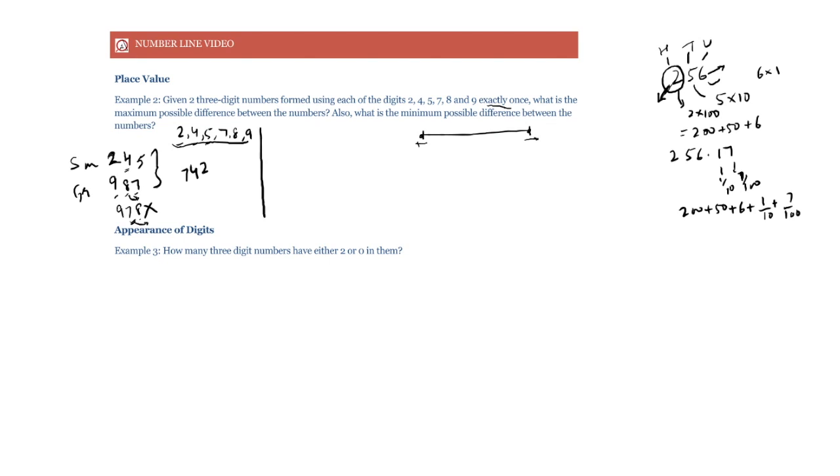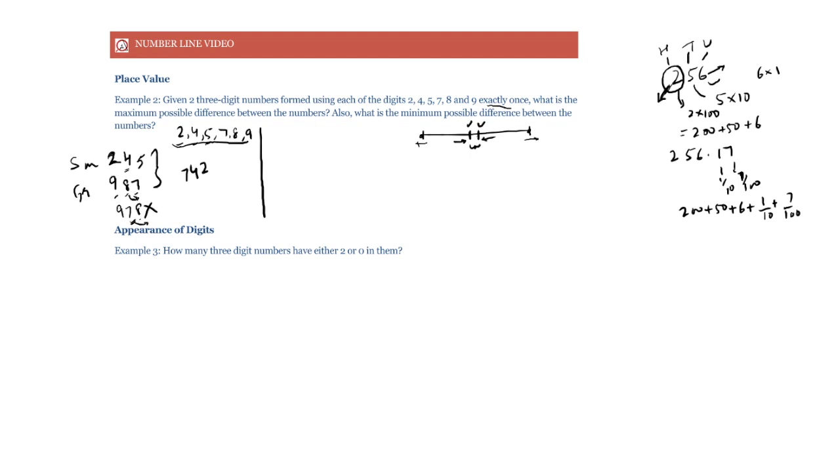So this is done. Let's now find the minimum possible difference, which means that the numbers should be as close as possible on the number line. There should be this minimum difference between them. That means they should be as next to each other as possible. The smaller number should be as great as possible, and the greater number should be as small as possible. We are pushing them towards each other.